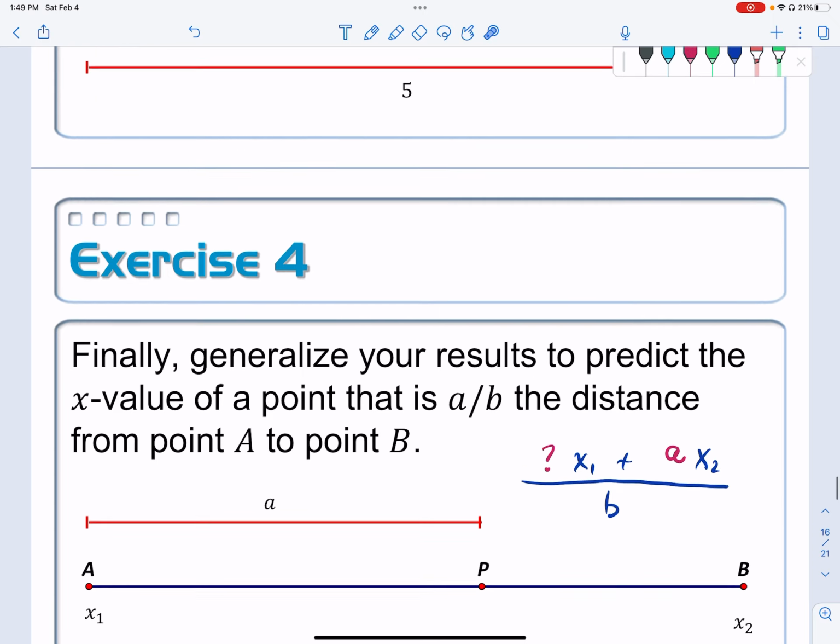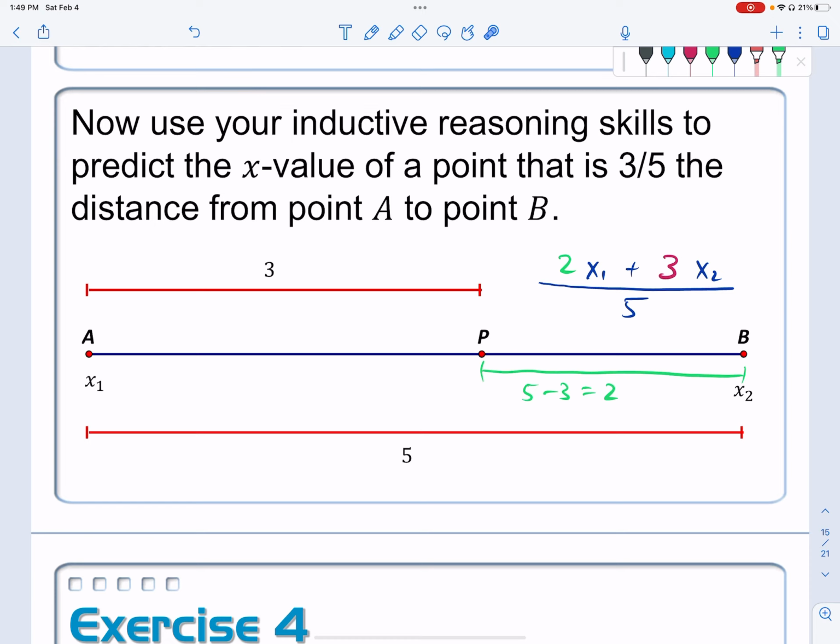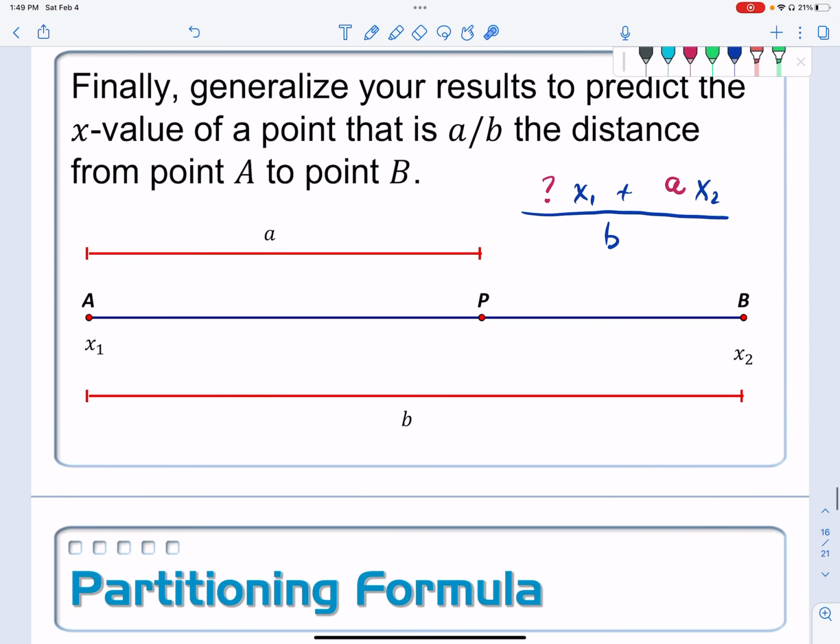So remember that in exercise 3 here, we got 2 from just subtracting the bottom from the top of the fraction that we were given, 5 minus 3. We just do the exact same thing here. We're going to do b minus a. Think of it like this. If I wanted to find this distance here from P to B, if the whole thing is b, and I've already used up a, then the part that's left over is the difference between those. It's just basically using the segment addition postulate backwards. So this is b minus a. That's the weight that we're going to put on x1. In parentheses, b minus a.